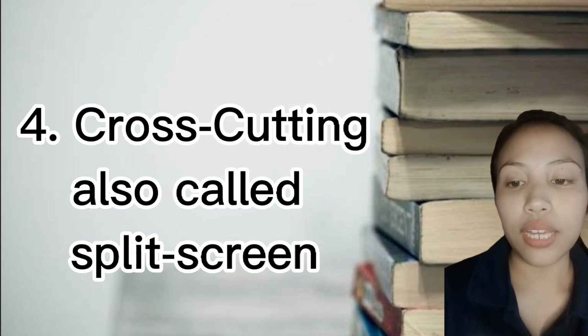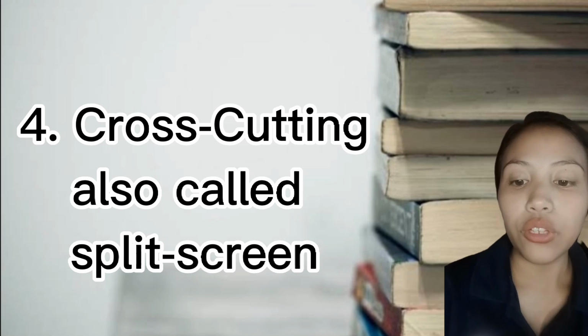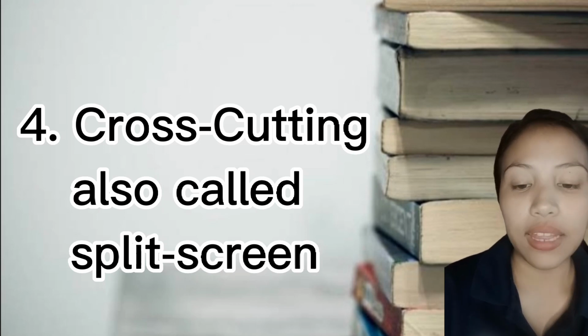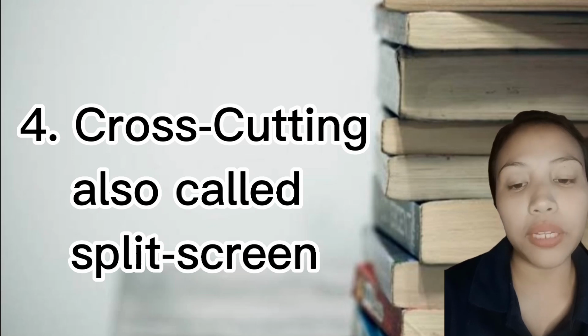Fourth, cross-cutting. Cross-cutting, also called split screen, is a drama technique borrowed from the world of film editing, where two scenes are intercut to establish continuity in drama and theater. The term is used to describe two or more scenes which are performed on stage at the same time. This makes it possible to juxtapose scenes or snippets of scenes that happen at different times or in different places, using separate areas of the performance space.